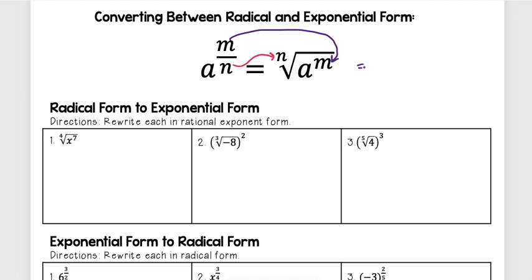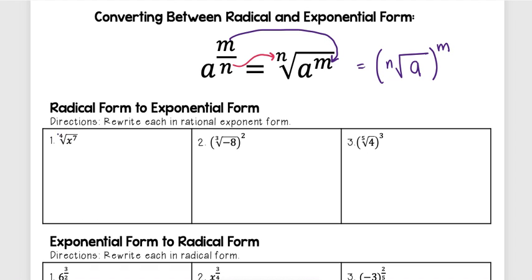Another way that you may see this written, and you'll even see these in these problems, is that you can also have this in this format as well, where you have parentheses around your radical, and then the exponent is actually on the outside of the parentheses. So let's go ahead and look at this first set of examples. So here we want to rewrite each in rational exponent form, when right now they're in radical form.